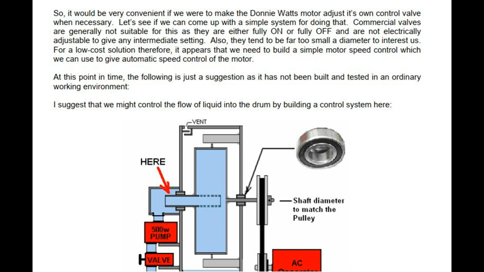So, it would be very convenient if we were to make the Donnie Watts motor adjust its own control valve when necessary. Let's see if we can come up with a simple system for doing that. Commercial valves are generally not suitable for this, as they are either fully on or fully off and are not electrically adjustable to give any intermediate setting. Also, they tend to be far too small a diameter to interest us. For a low-cost solution, therefore, it appears that we need to build a simple motor speed control which we can use to give automatic speed control of the motor.